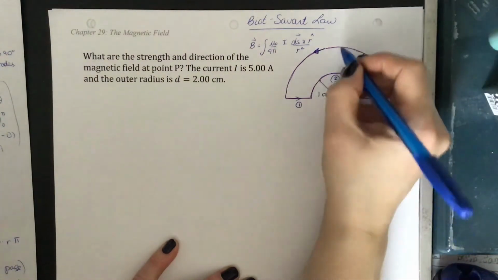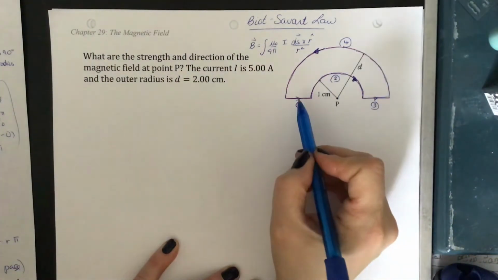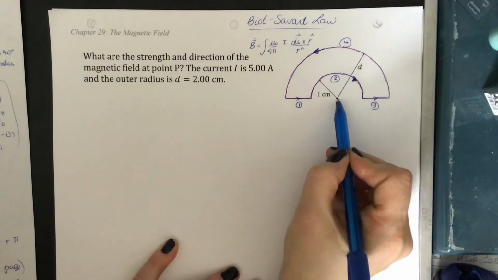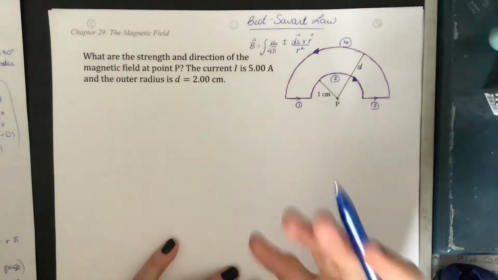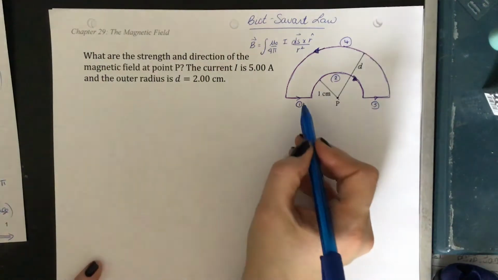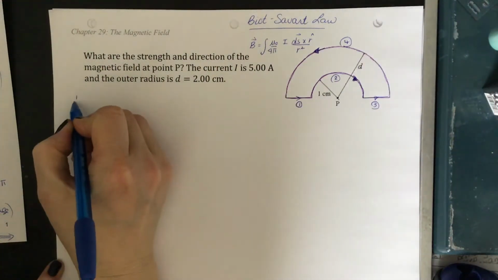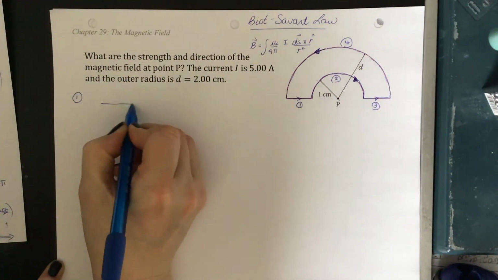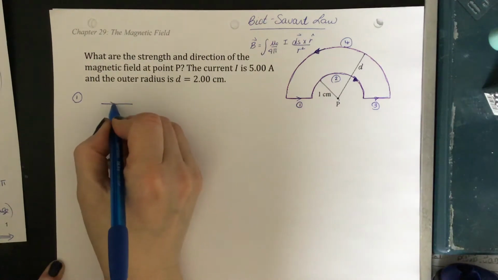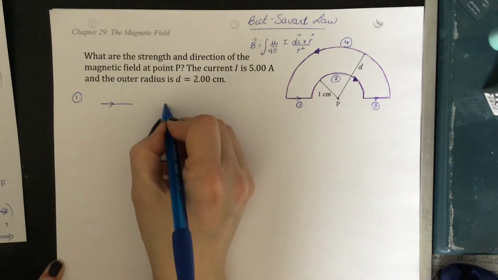So what we can do is find the magnetic field at point P due to each segment, add them all up, and then we'll have our net magnetic field. Let's start with segment 1. Segment 1 is a bit of wire that points this way. The current flows like this. Our point P is right here. So there's our current I.